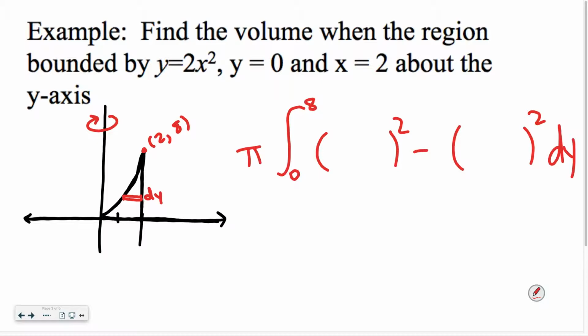All right, so our outer radius, which one is furthest away, the parabola or the line? The line is furthest away, and it is the line x equals 2. So from 2 to 0, that is our outer radius. Our inner radius would be our parabola to the y-axis. Well, can we put 2x squared? That's our parabola, isn't it?